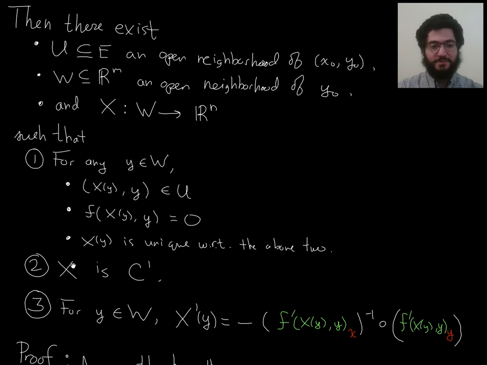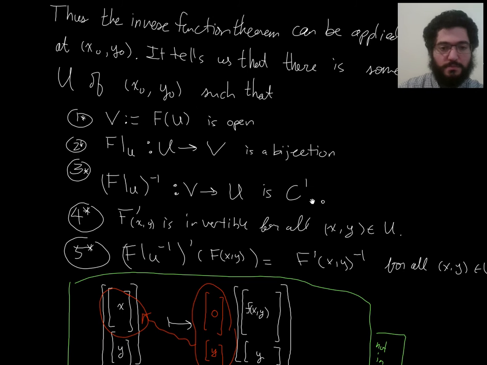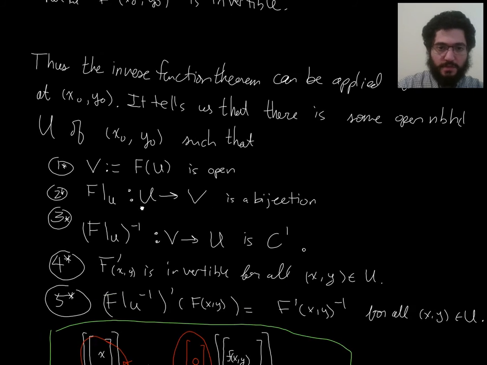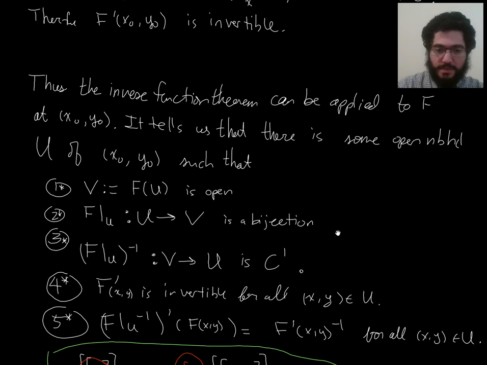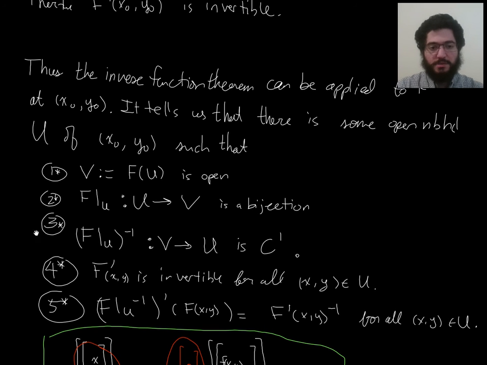So now we're about to prove conclusion 2 and then conclusion 3. We want to prove that the function x that we defined, x as a function of y, is continuously differentiable. Now recall when we applied the inverse function theorem to capital F, it guaranteed, in this point here, 3 star, that the inverse of f restricted to u is continuously differentiable.